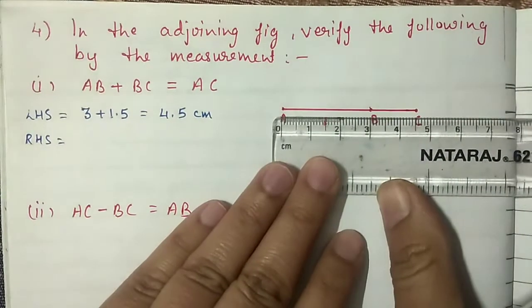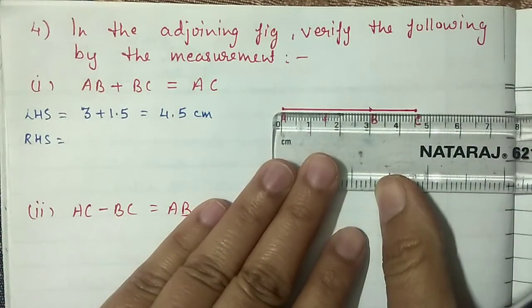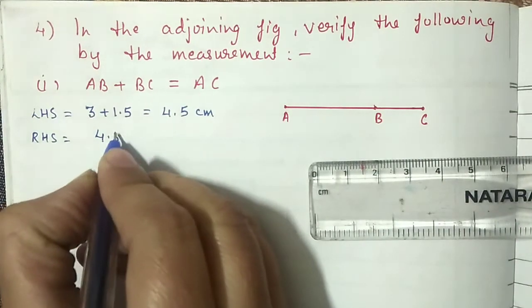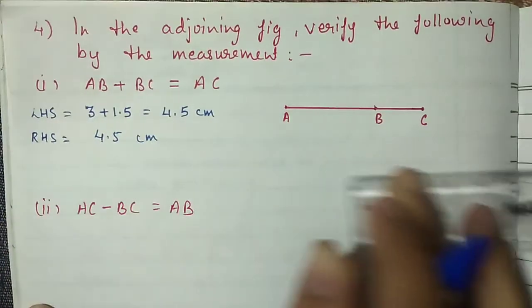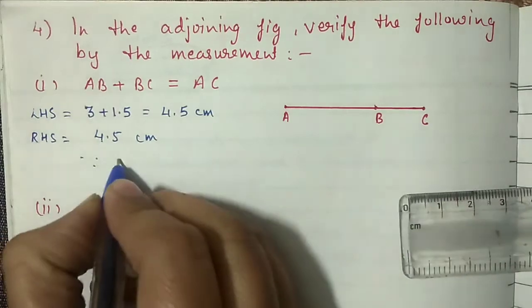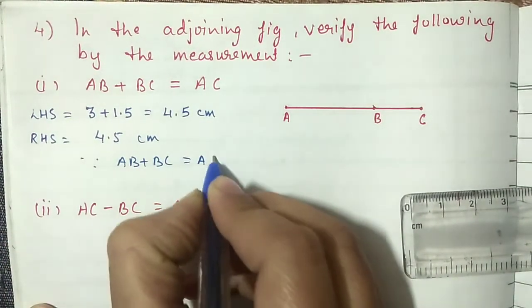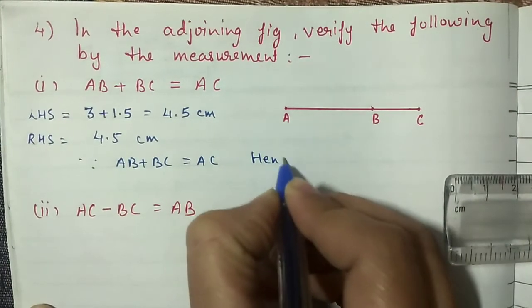And now measure directly from A to C. This is also equal to 4.5 cm. So now you can see both the sides are coming same, because AB plus BC is equal to AC, hence verified.